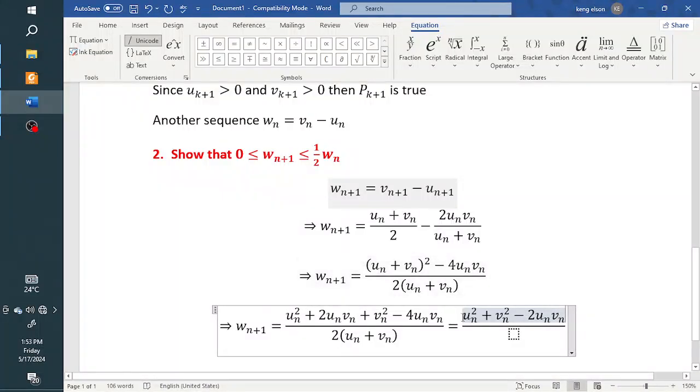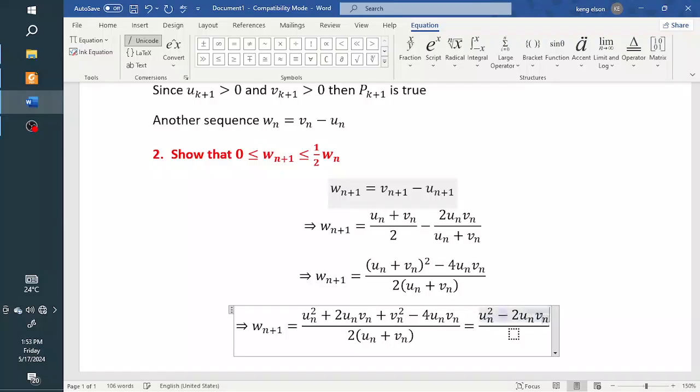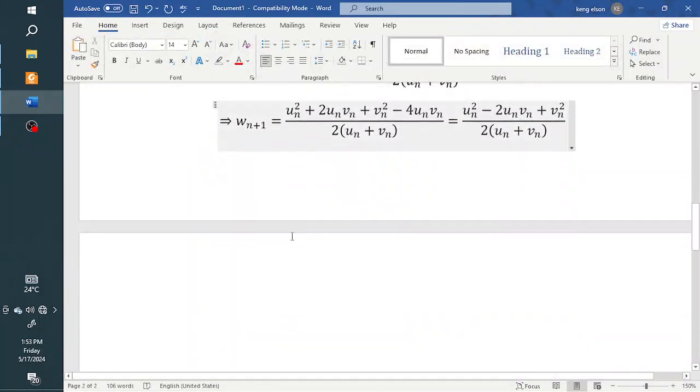Now look at the numerator. The numerator is kind of like a perfect square. Let me try to remove this from here and place it at the end. Okay, and then you see what I'm saying. The numerator here is a perfect square, and we are going to see what that perfect square is. Now you realize that, let's proceed.